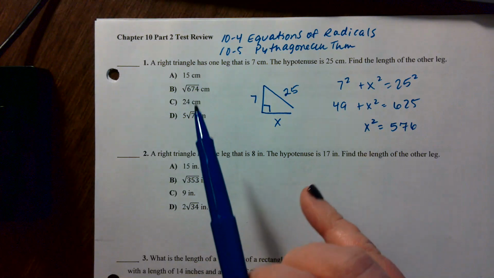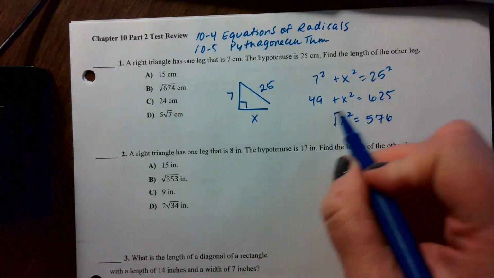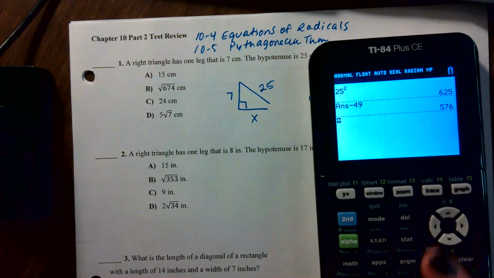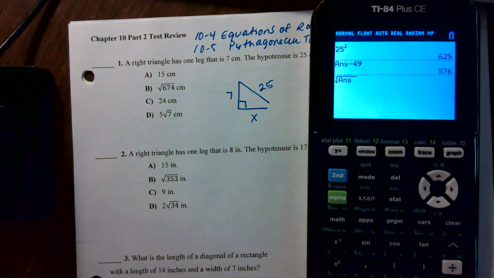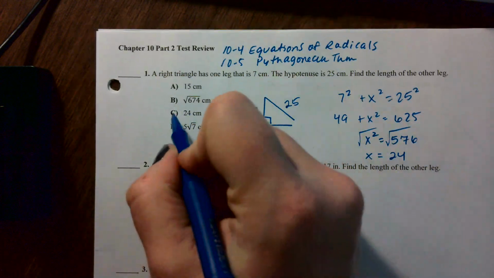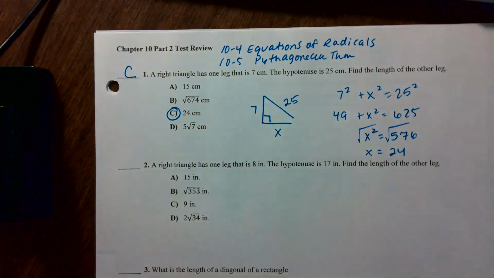Now notice the answers are in radical form, so I don't want a decimal if I should get one. So if I take the square root, oh, it's nice and pretty, 24. The answer is C.